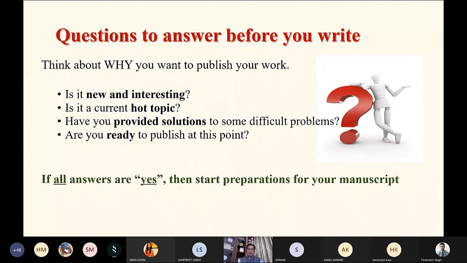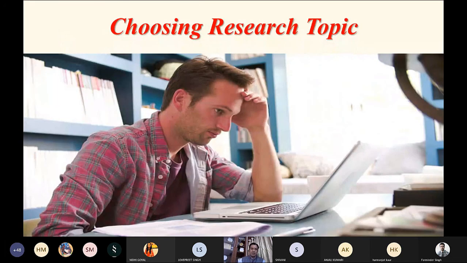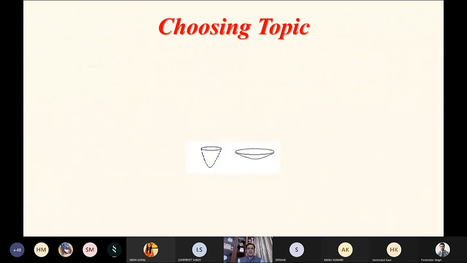And the researchers were ready to get their paper published. So before we plan to write a research manuscript, we have to identify all these things. Now, choosing the topic.